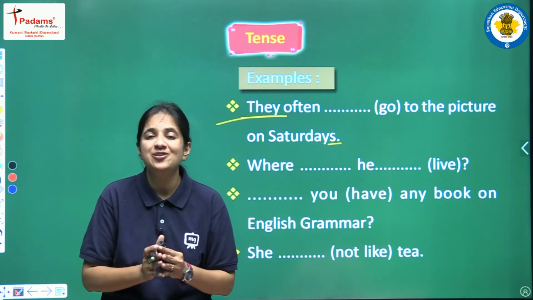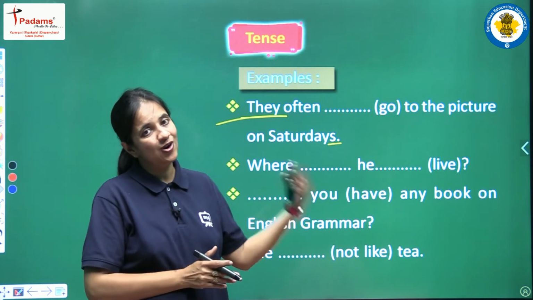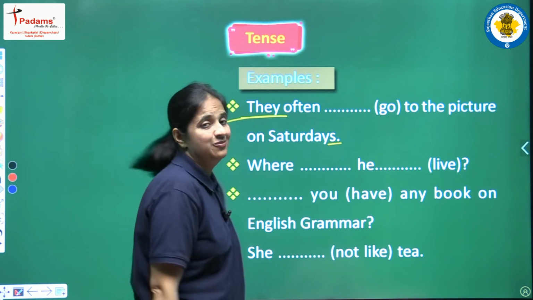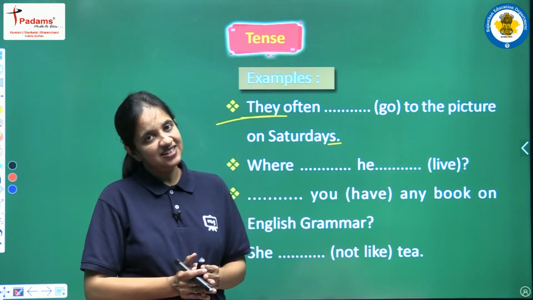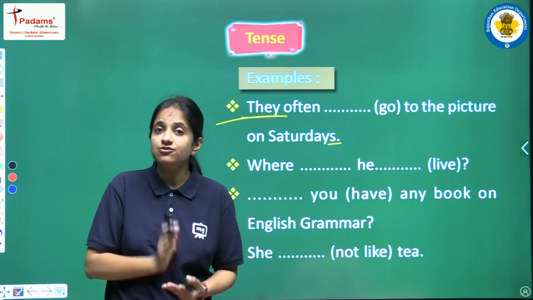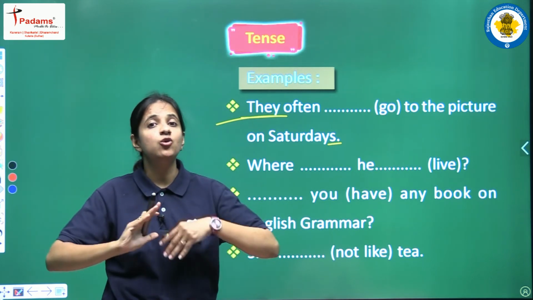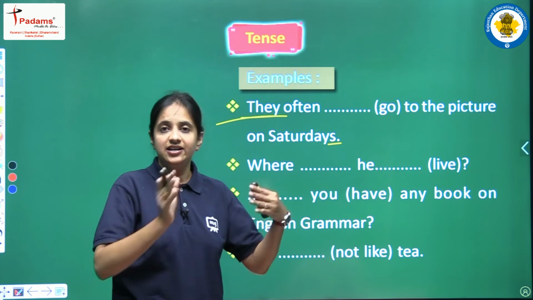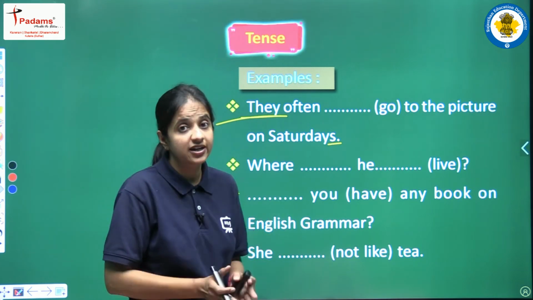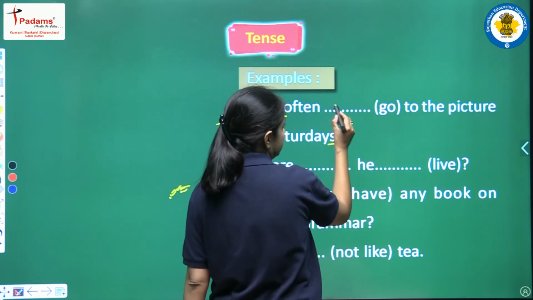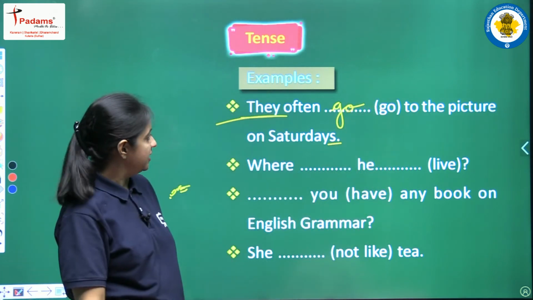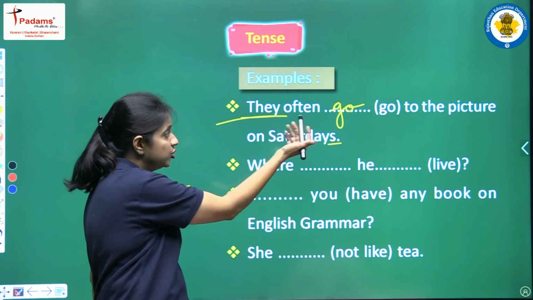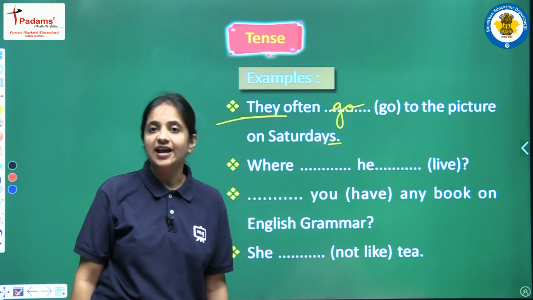Okay, so now just recall the rules, that positive sentence, and in that positive sentence we are having a plural subject. So what will we do to the main verb? Yes, I am very sure that you all are having the answer, and the correct answer is that we will use the first form of the main verb without adding anything. Okay, and yes, the helping verb would be hidden. So the first form of go is go. So our answer will be go, and the sentence will be they often go to the picture on Saturdays.